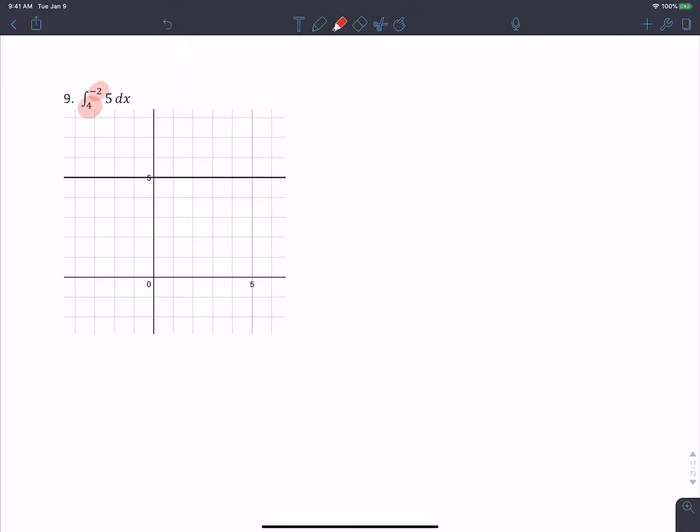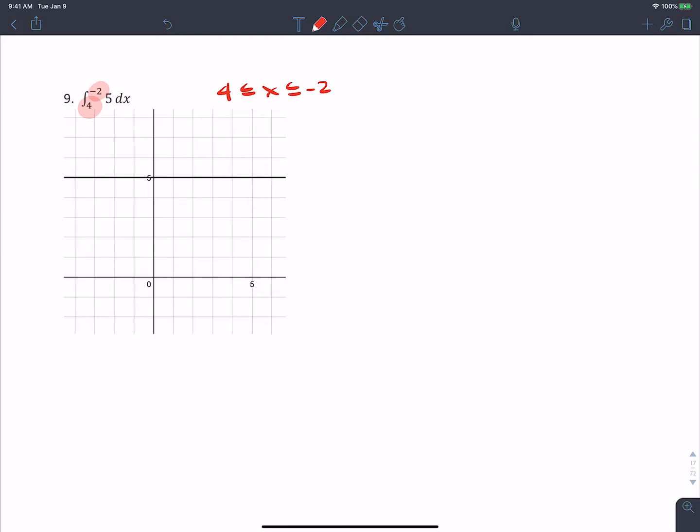4, negative 2. The lower limit is 4. That's not true. Is that right? You guys okay with that? Isn't your lower limit supposed to be smaller than the upper limit? You guys notice this? All right, let's put some properties together here.